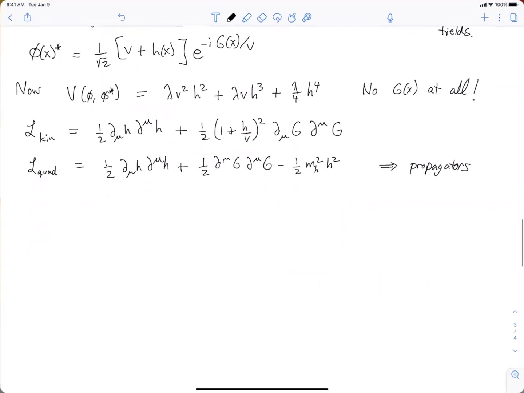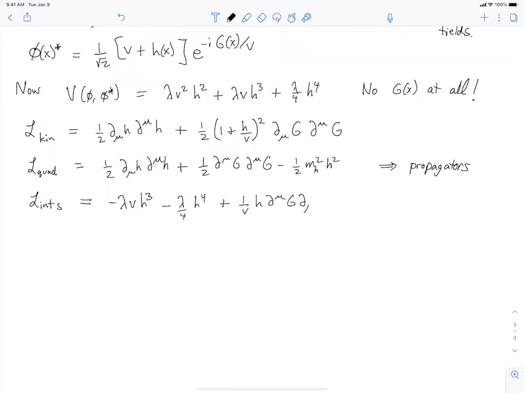So it's really talking about the same theory in a slightly different way. But now we can write the interactions. The interactions are everything that's not quadratic in the fields, and so you just gather everything up. And it looks like this. There's an h cubed term, there's an h to the fourth term, and then there are some terms with derivatives. Okay, we can't put this in the propagator because it's got 3 fields in it. Propagators only have 2 fields. And then plus 1 over 2v squared, h squared, partial mu g, partial mu g.